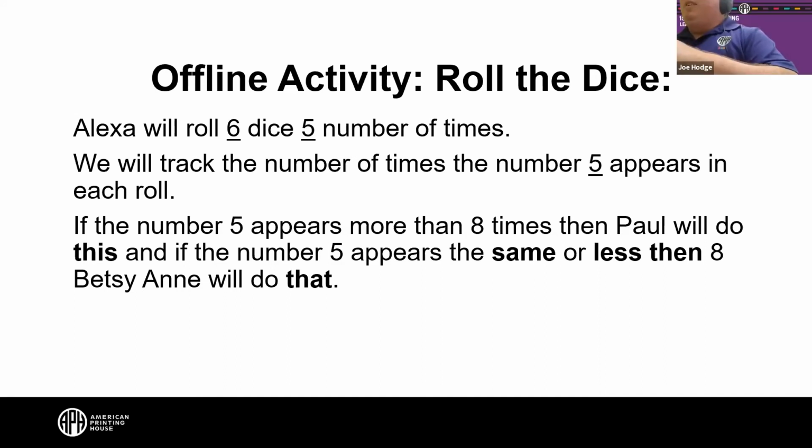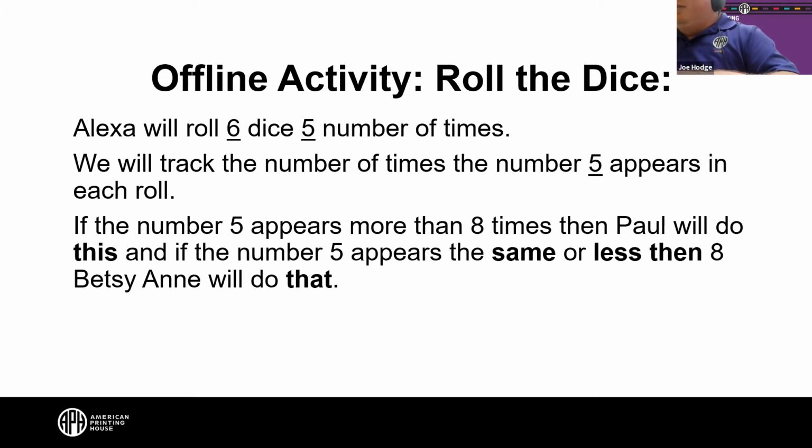All right, so let's get started. Alexa, roll 6 dice. I rolled 6 6-sided dice and got 2, 2, 2, 1, 5, and 6. All right, so we got one 5. Alexa, roll 6 dice. I rolled 6 6-sided dice and got 6, 6, 3, 6, 5, and 2.